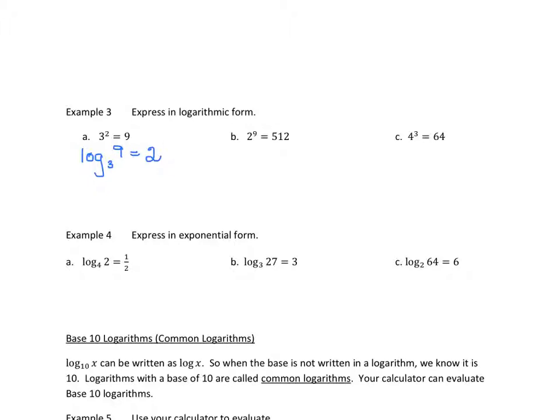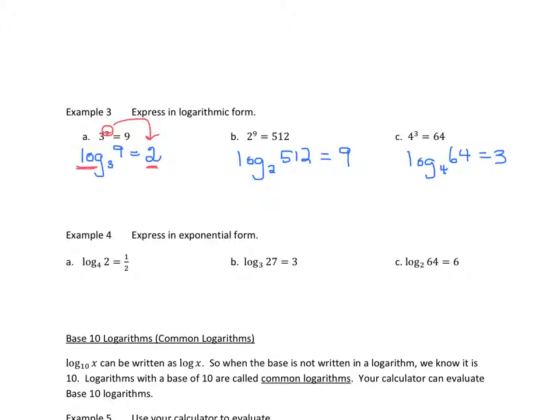Notice that, remember at the beginning I said a logarithm is an exponent, so that's why you have the exponent on this side. So the logarithm is the exponent. Okay, next one. 2 to the exponent 9 equals 512. So log 512 base 2 equals 9. So the exponent we put on 2 to get 512 is 9. And last one, 4 cubed equals 64. So log 64 base 4 is 3.